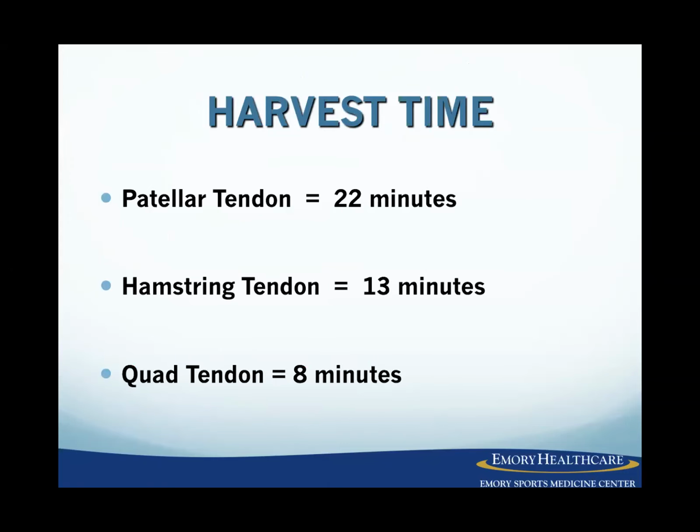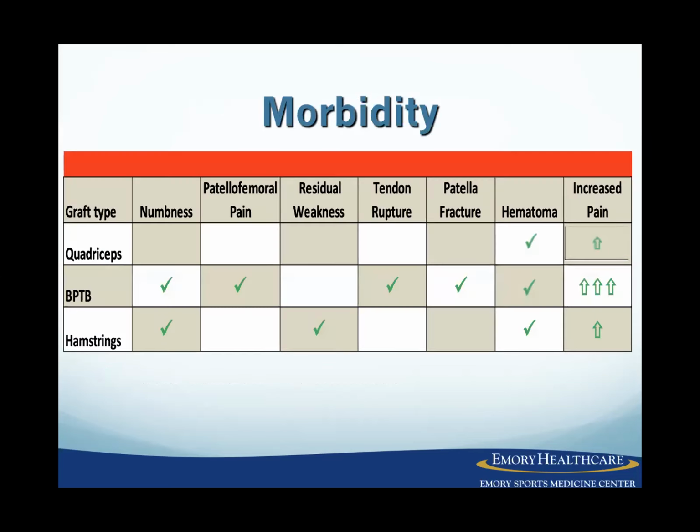The harvest time: what does it take me to do it in the OR? This is 22 minutes for a patella, 13 minutes for a hamstring, and 8 minutes, which is now probably down to 6 minutes, for a quad. So it's a very fast harvest and saves you time. When you look at morbidity, the quad has almost no morbidity compared to the patella tendon, which gets all those things, and hamstrings, which if you've had one, you will talk about the numbness and hamstring weakness. So it's much less morbidity.